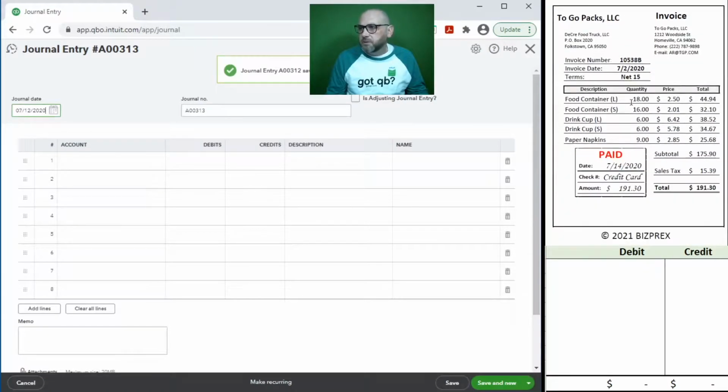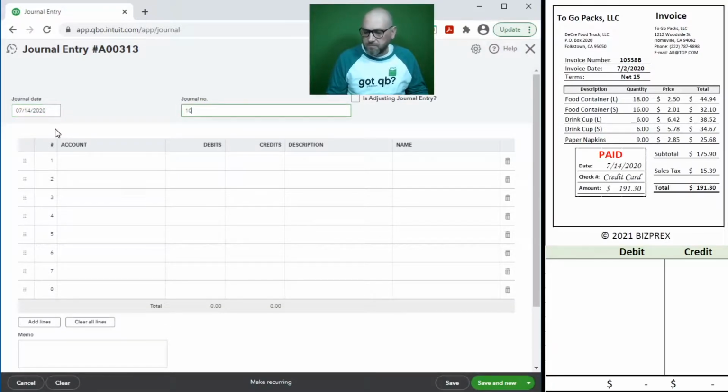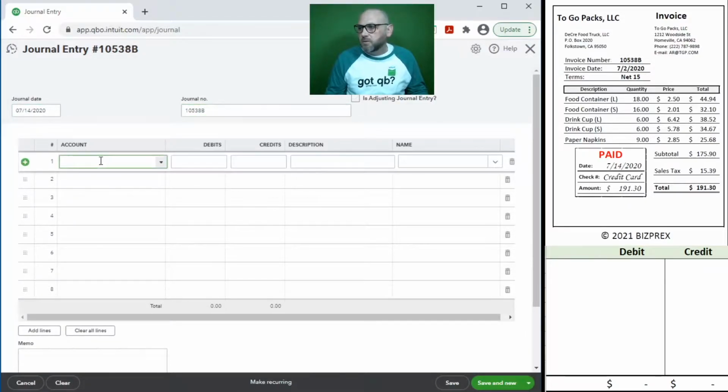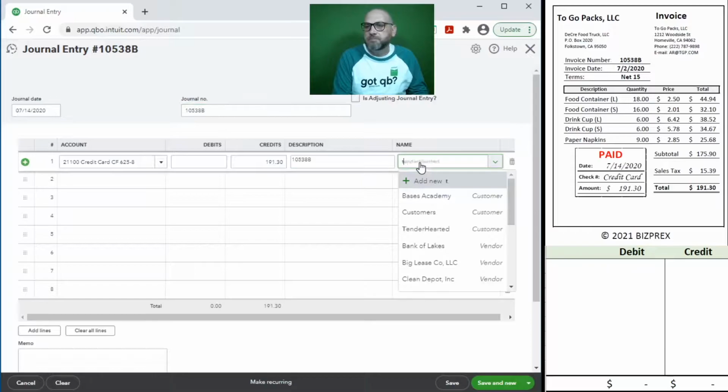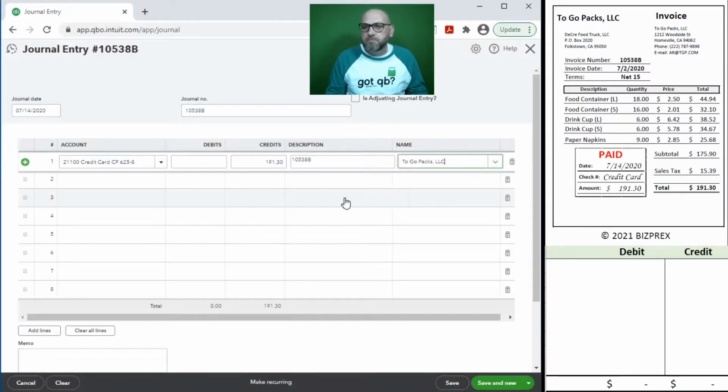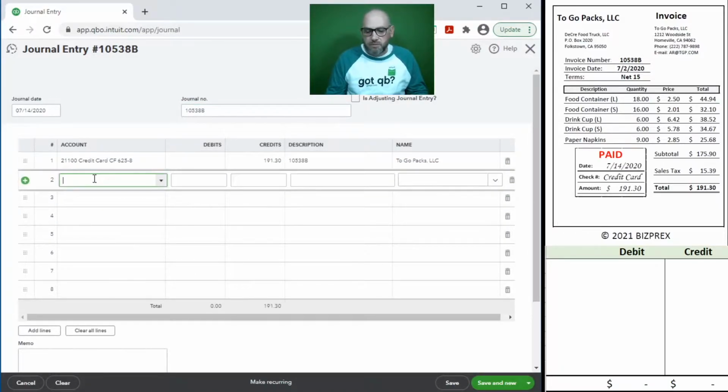All right, next one is To Go Packs, 7/14. Again, this one is a credit card, and it will be credited. It's a liability. Liability goes up when it is credited. We can add the name. All right, and expenses on food, on supplies, restaurant supplies, will go up, and expenses go up when debited.